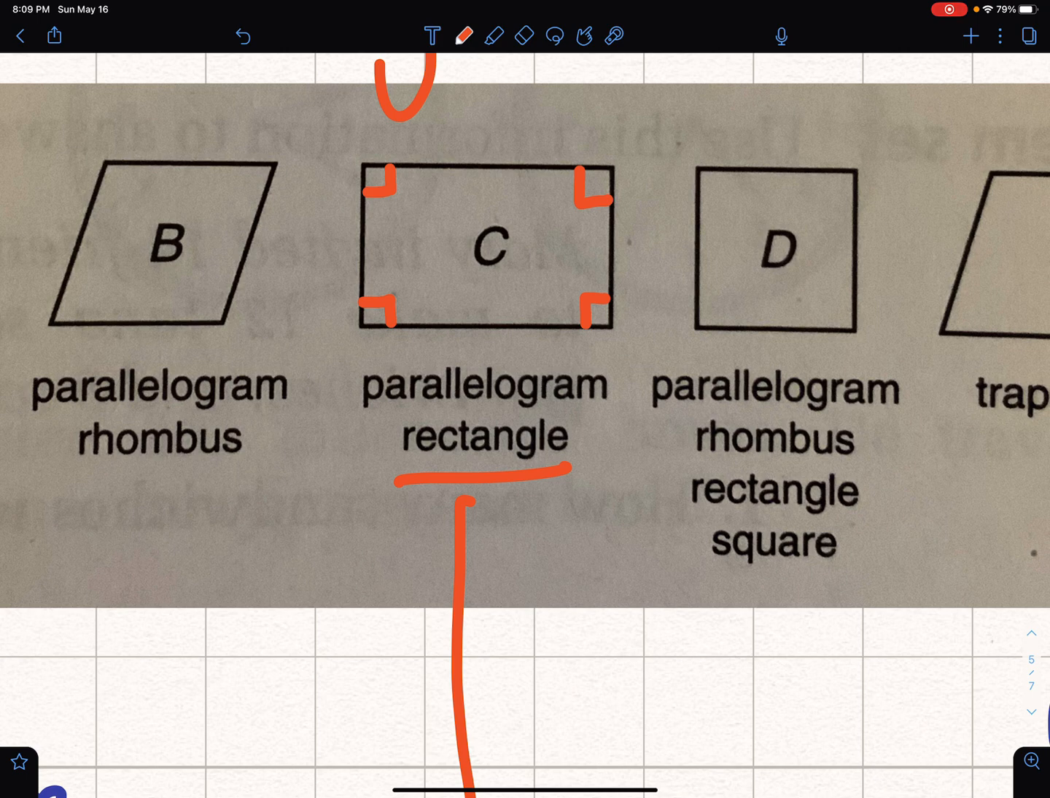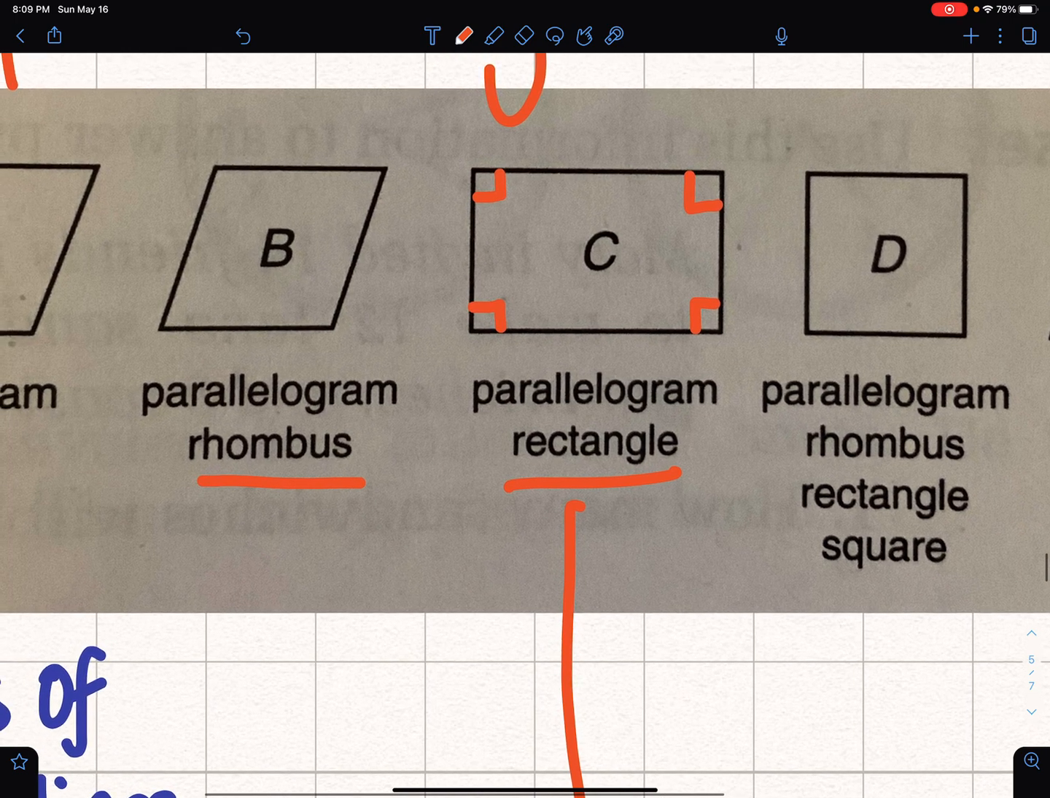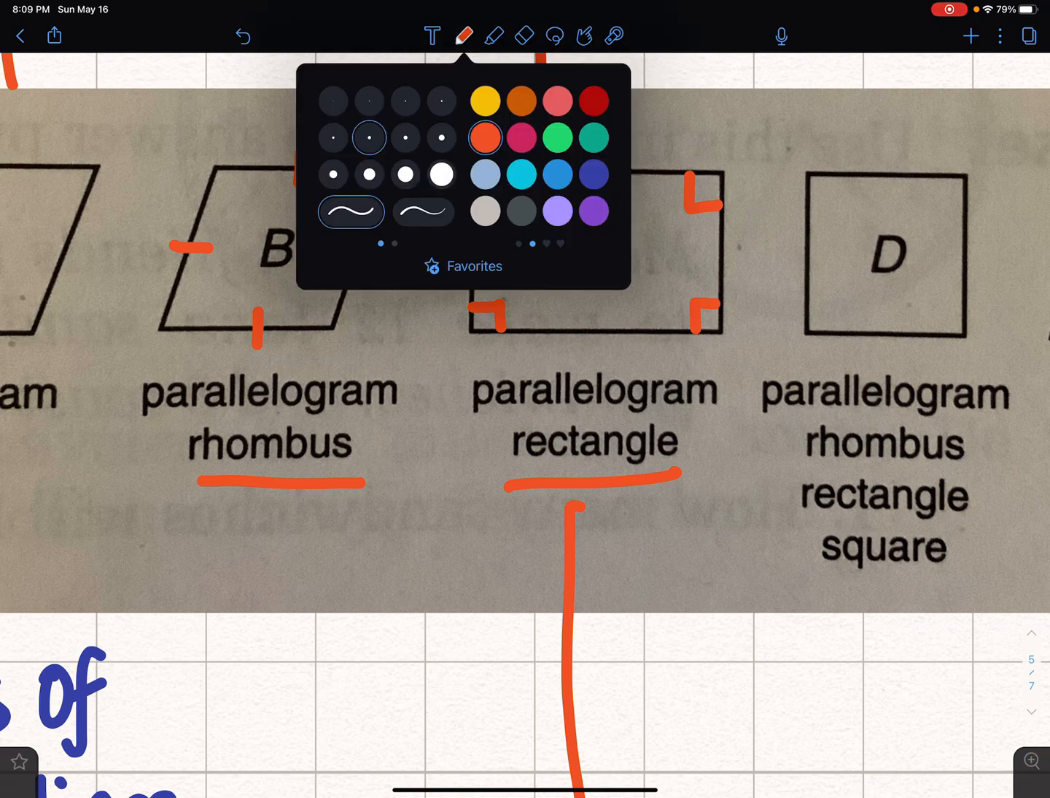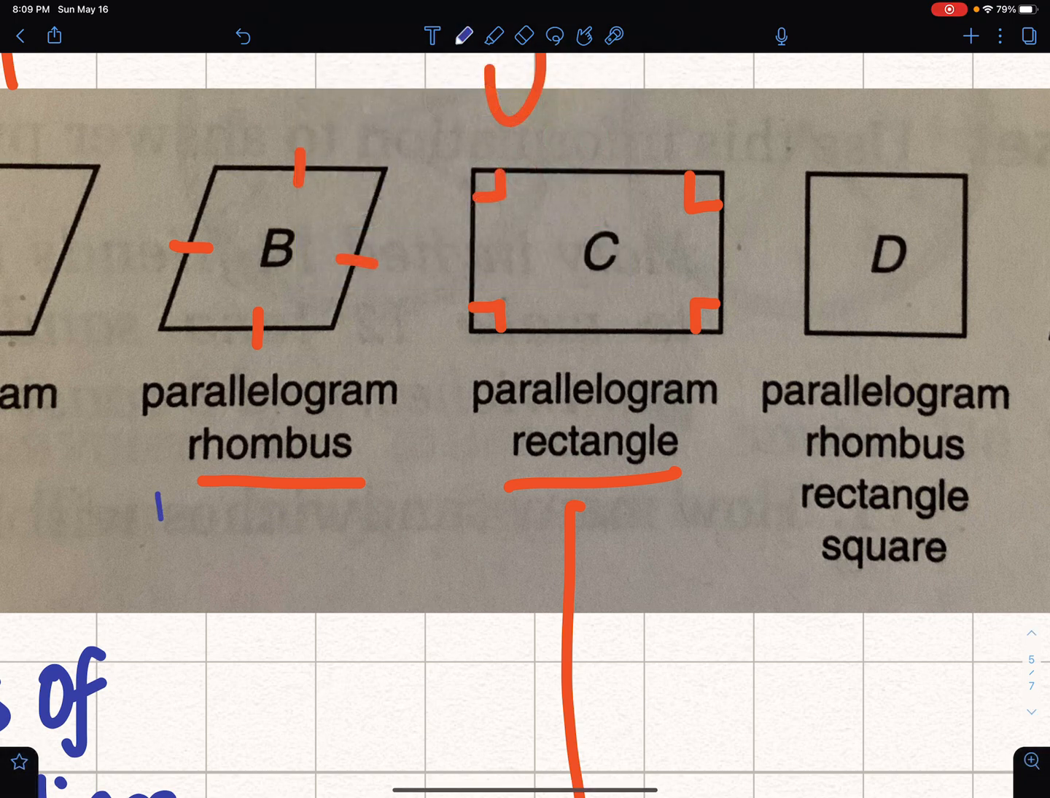Easy peasy. Okay, now, a rhombus. Let's go over the word rhombus. Rhombus is a special type of parallelogram where the sides are all the same length. So if you measured it, it's kind of like a square but tilted. So I'm going to write a tilted square. And the reason it's like a square is because all the sides are the same length.